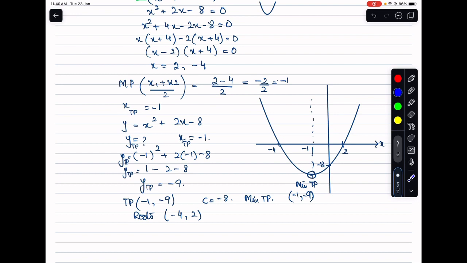So I hope the concept of quadratic equation and factorization for sketching the curve is very much clear to every one of you.